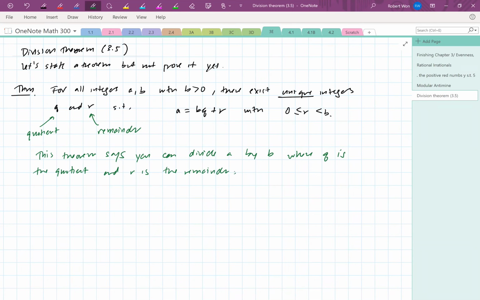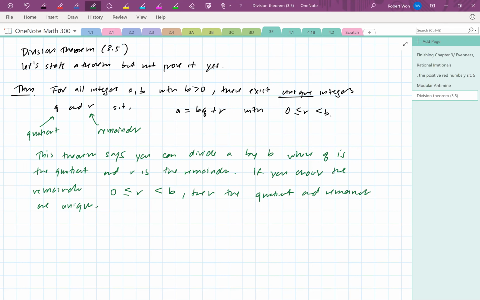So you can always get the remainder between 0 and b, less than b. If it's 0, it goes in perfectly evenly, but you might have a remainder of 1 or 2 or 3 or 4 up until b. So if you choose the remainder small enough, less than b but greater than or equal to 0, then the quotient and remainder are unique. That's what this is saying. The uniqueness comes from the fact that you're assuming that the remainder is small enough.